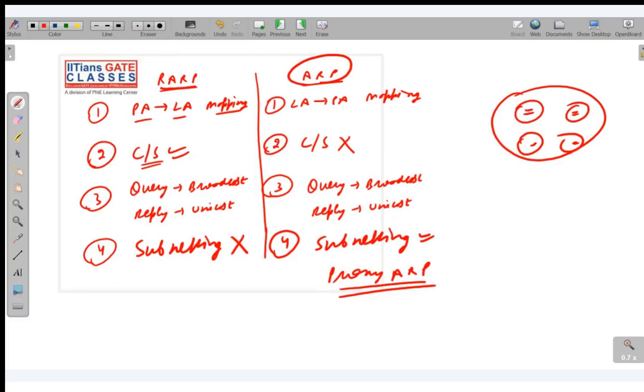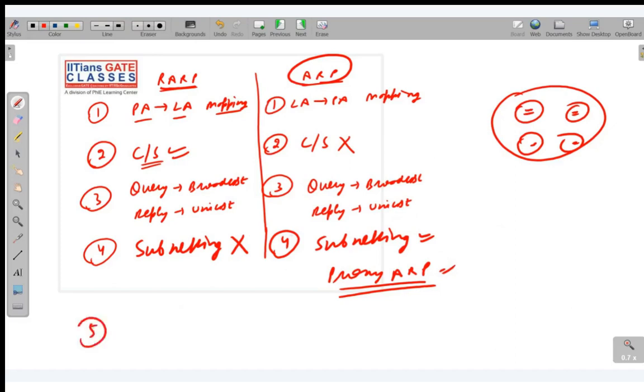In place of the actual machine replying, the router is replying. So the router is replying on behalf of that machine. That means the router is doing a proxy kind of thing. That's why we are calling it proxy ARP. But this proxy kind of thing cannot be used in RARP.